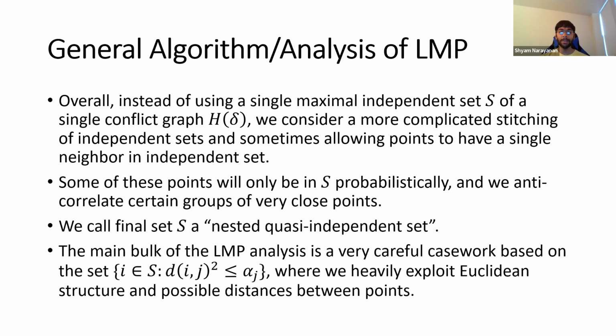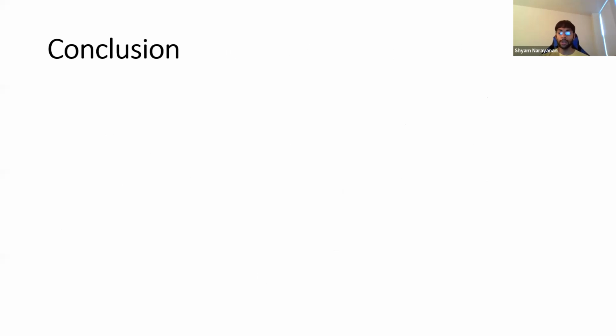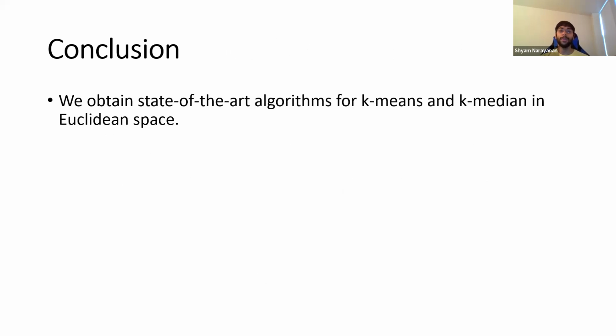And the main bulk of our LMP analysis is to create a very careful framework based on what the set of points that have distance squared at most alpha j look like. We heavily exploit the Euclidean structure and look at the possible distances between points based on the Euclidean structure. So to conclude, we are able to obtain state-of-the-art algorithms for k-means and k-median in Euclidean space.